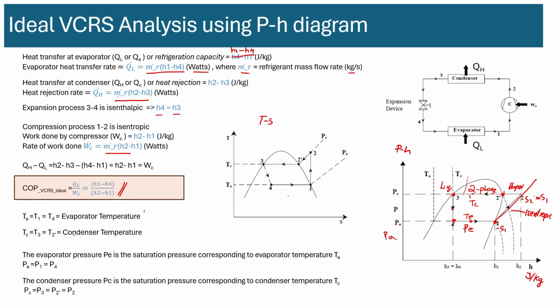And we have discussed this where the evap temperature is the same in 1, 4, and the condenser temperature is the same from 3 to 2 prime. Okay. All right. And the evap pressure is the saturation pressure corresponding to evap temperature TE, and the condenser pressure is the saturation pressure corresponding to condenser temperature TC. All right.